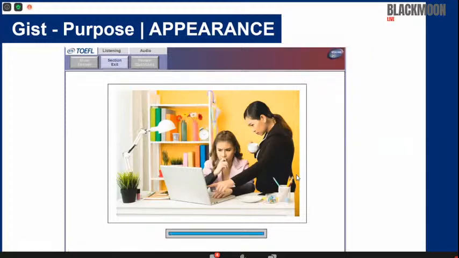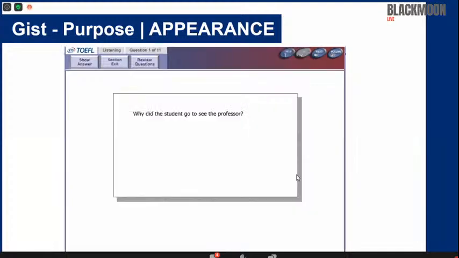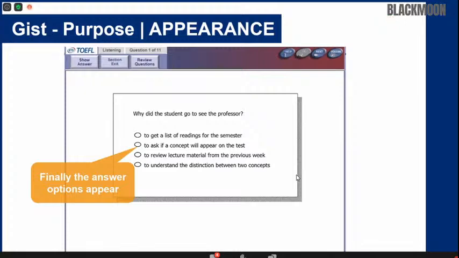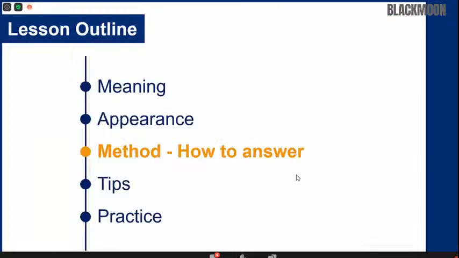You have the blue bar down there. And then your question shows up. Why did the student go to see the professor? The narrator will read it out. Then the answer options will appear. Okay? Now let's look at the method.